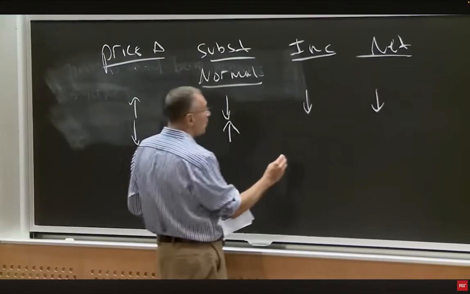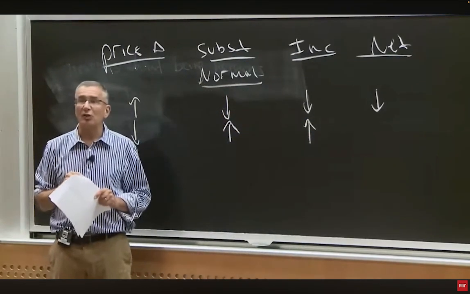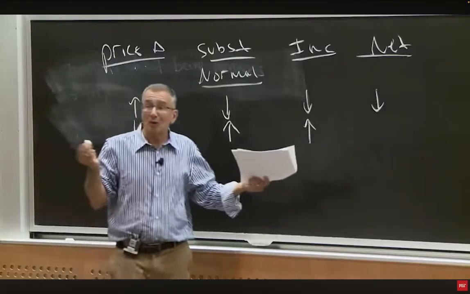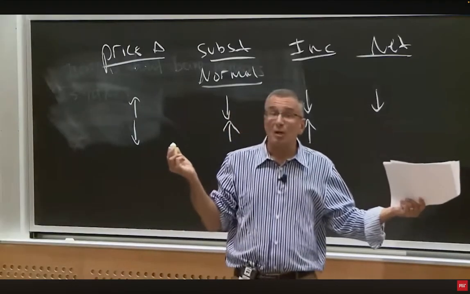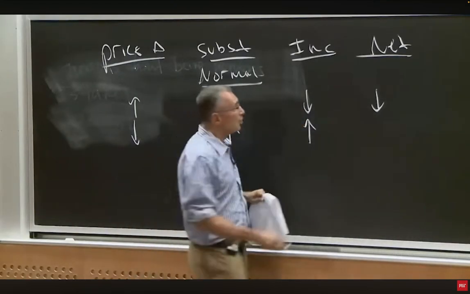The income effect will also be positive. Why? Why will the income effect be positive if the price of cookies goes down? Yeah. You're effectively richer. You can buy more cookies with the same money. Since you're richer, you want more normal goods. Cookies are a normal good, you want more cookies. So this goes up.